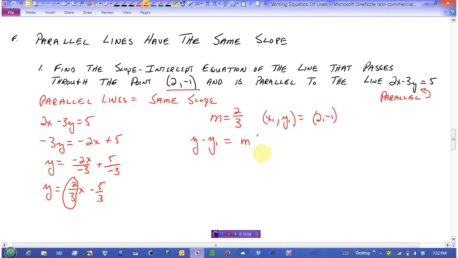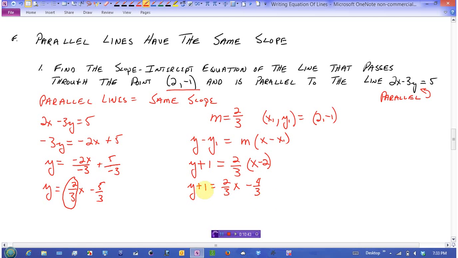y minus y1 is equal to the slope times x minus x1. y minus the y point, which is -1, so minus a -1 would be a +1, is equal to the slope times x minus x1, and here's the x1 point too. So distributing, y plus 1 is equal to 2/3 x. 2/3 times 2, it's a -2 actually, would be a minus 4/3.